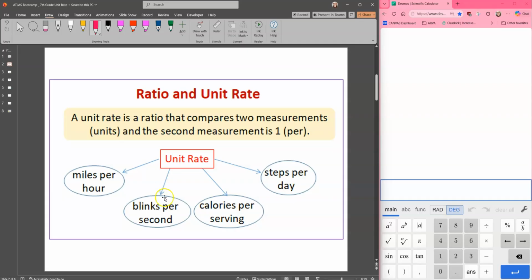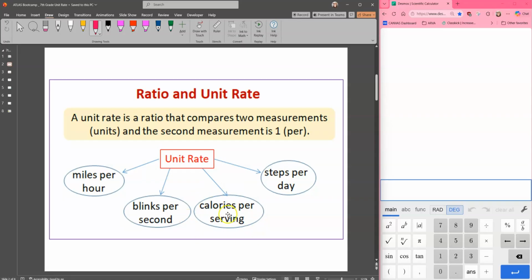60 miles. Blinks per second. I'm not sure what the average unit rate of blinks per second is. That might be something cool to Google. But that's telling you how many times you blink your eyes per second. In 1 second, how many times does a person blink their eyes?